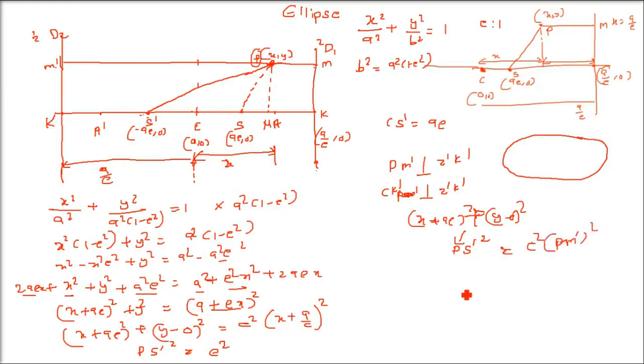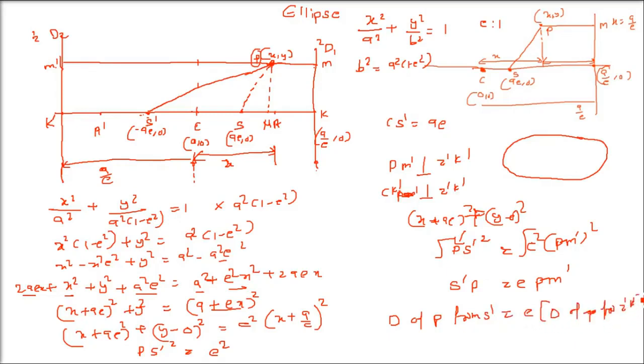you can write it as square. So let me write it: s dash p, and I'm taking both sides under root. s dash p equals e into p m dash, that is s dash p by p m dash equals e is to 1. That is the distance of p from s dash equals e into the distance of p, the point locus, from z dash k dash. This is the definition of an ellipse, the only definition of ellipse.